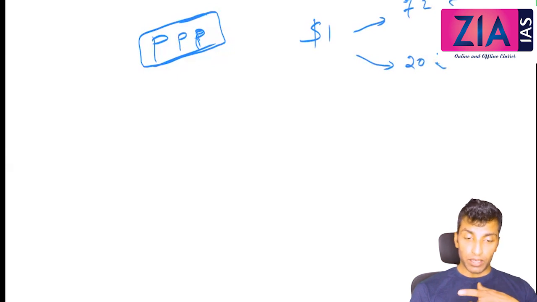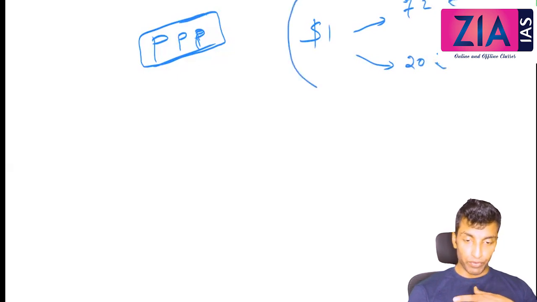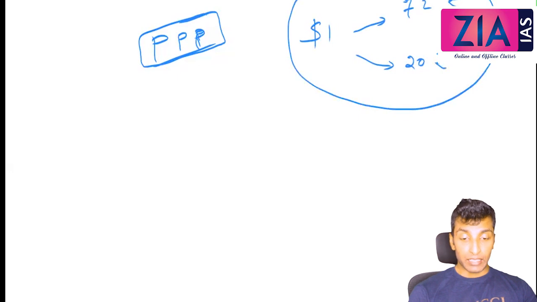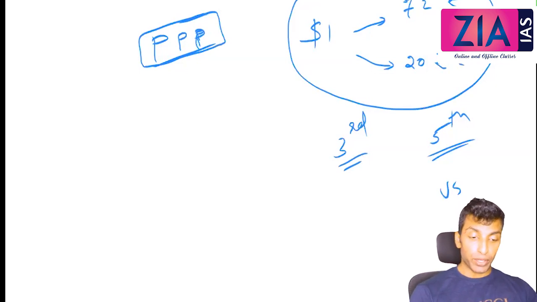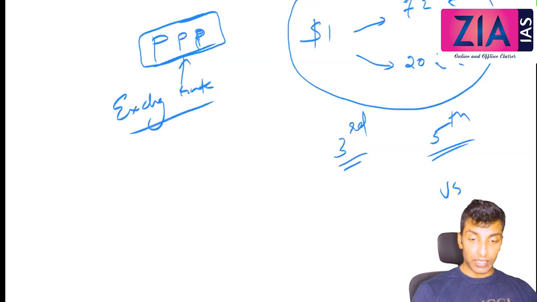So if you remember, sometimes we have discussed before, when we calculate GDP at the market exchange rate, we are at the 5th, and when we calculate it at the purchasing power parity, we are at the 3rd. And if the GDP is calculated at the market exchange rate, US is at the top, and if it is calculated at the purchasing power parity rate, China is at the top. So when we talk about purchasing power parity, it is nothing but an exchange rate. Okay, so it is basically nothing but an exchange rate only.